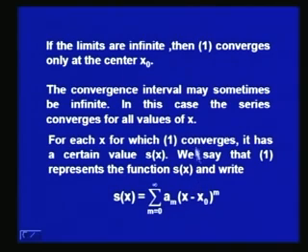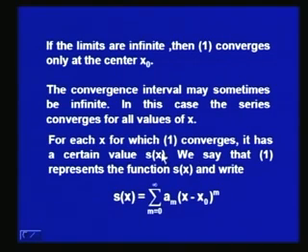So, when the limit is infinite, we will have the convergence only at the center. When the limit is 0, we will have the series converging for all values of x, and when the value of r lies between 0 and infinity, we will have the series converging for mod of x minus x naught less than r, that is in an interval.